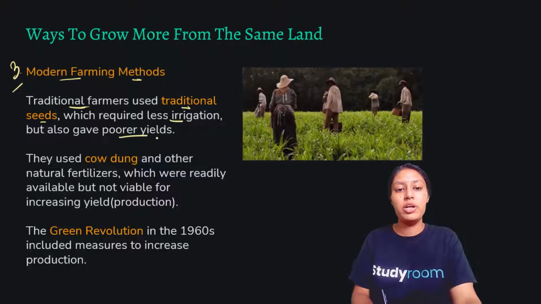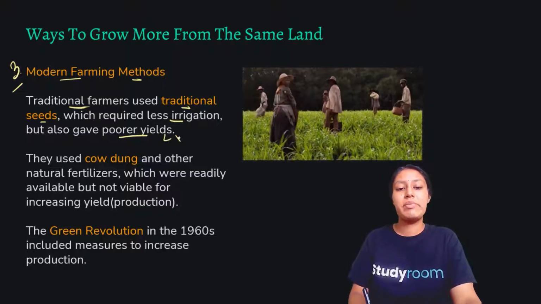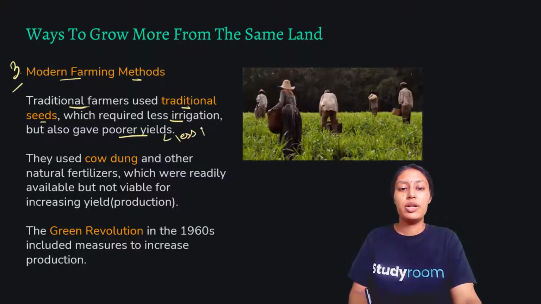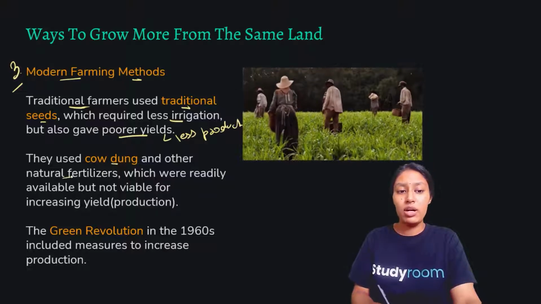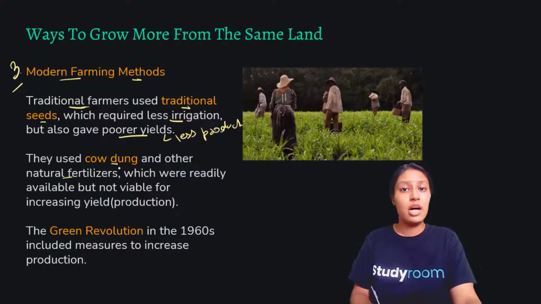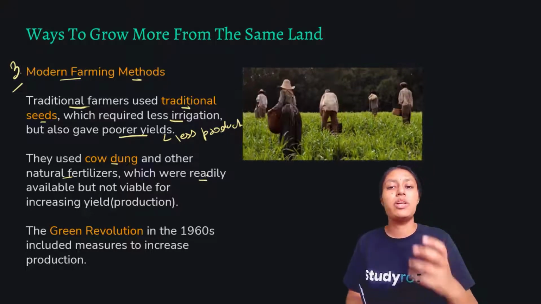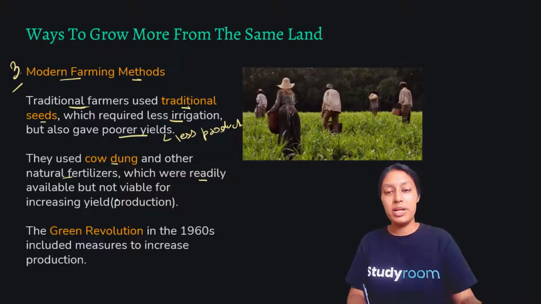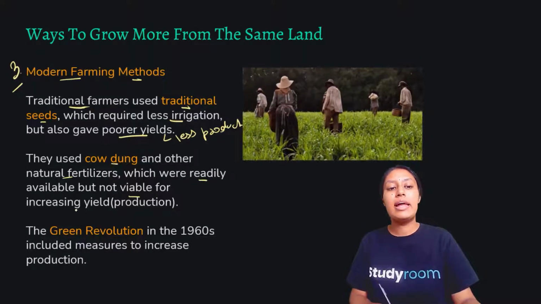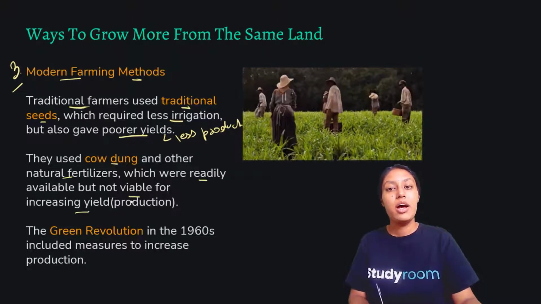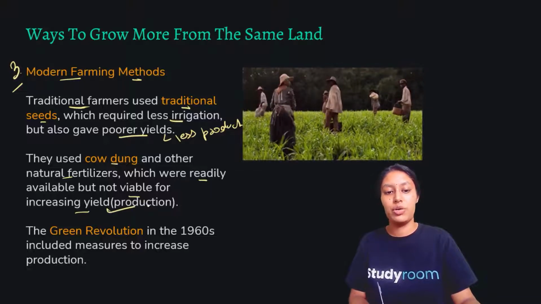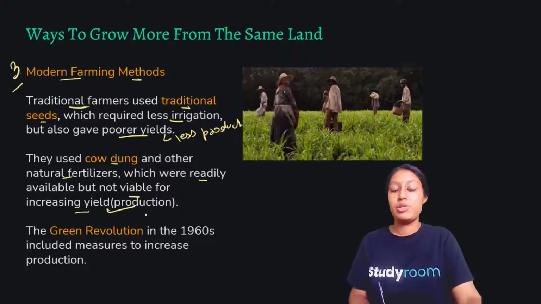Poorer yields means less production. Yields basically means the amount of production. Now, they used cow dung as natural fertilizer. Cow dung is known as natural fertilizer, which was readily available, which was very easily available for the farmers, but not valuable for increasing yields or production. So it was available, but it was not valuable.